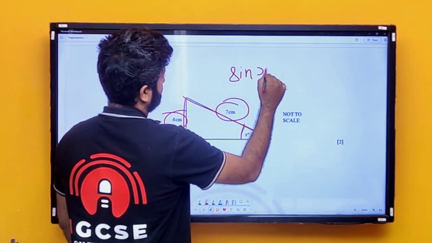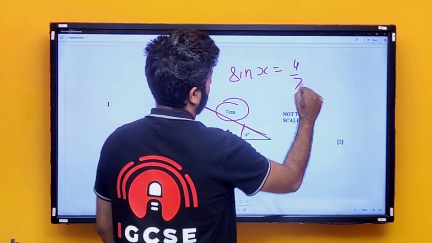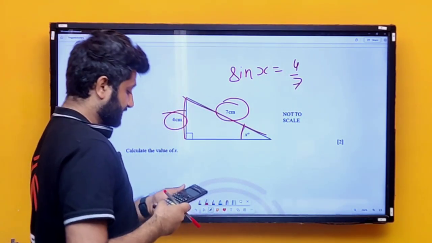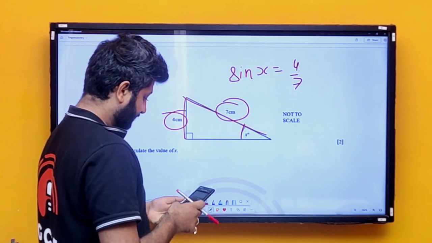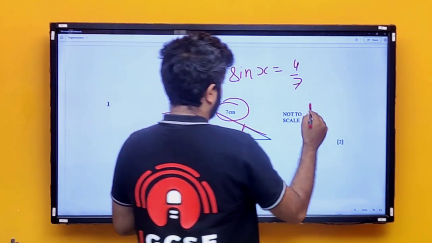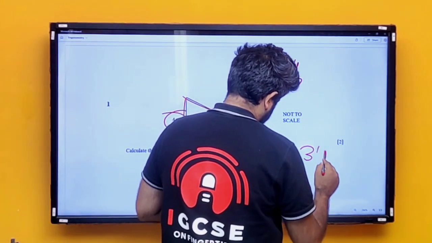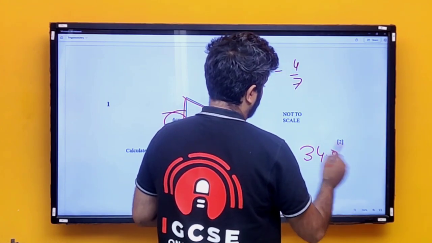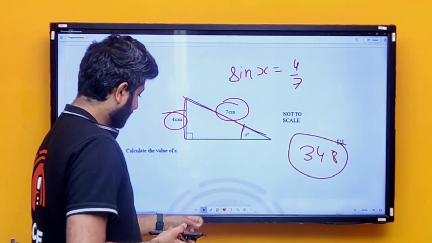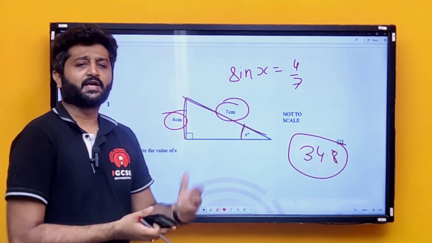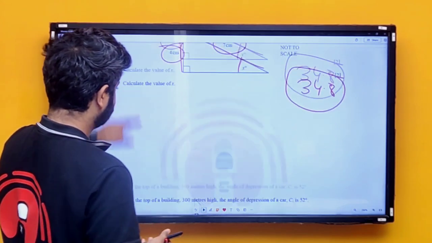So I can say sine x is 4 by 7. So x is sine inverse of 4 by 7. That is 34.84. It is generally advised that you write your angles up to 1 dp.